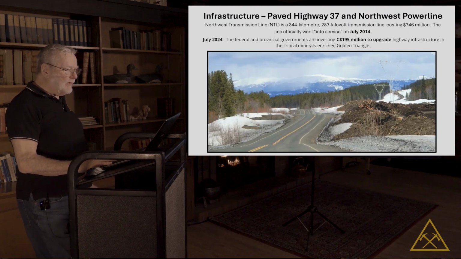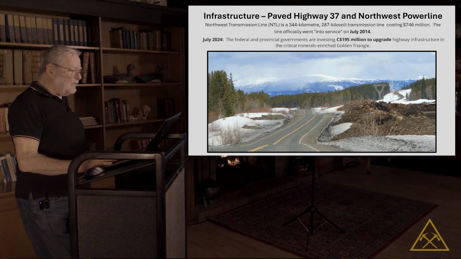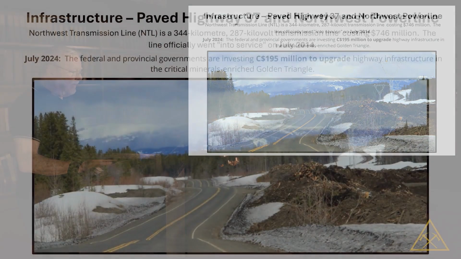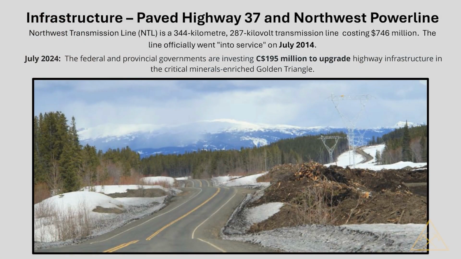Infrastructure, paved highway, Highway 37, and the Northwest power line. The transmission line is 344 kilometers long, a 287 kilovolt transmission line. It cost the government $746 million when they built it; it went into service in July 2014. In July 2024, federal and provincial governments announced they would be investing $195 million to upgrade the highway and the infrastructure in order to access critical minerals that are in the Golden Triangle.